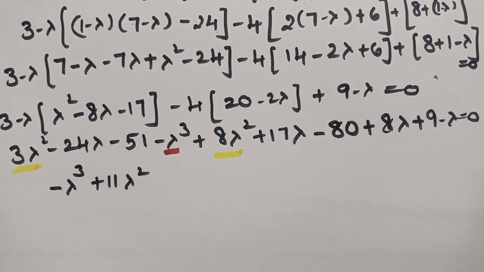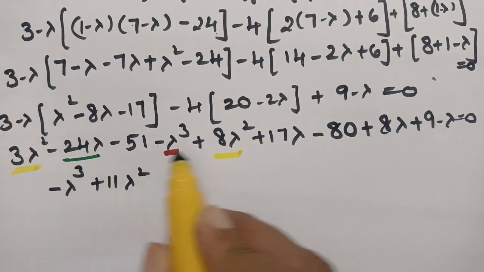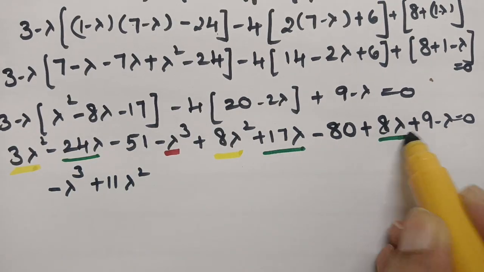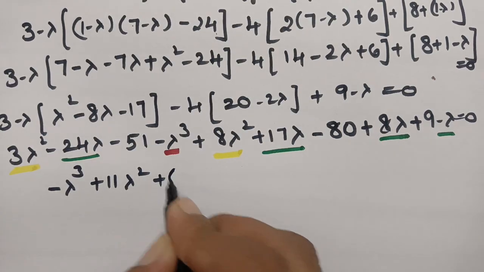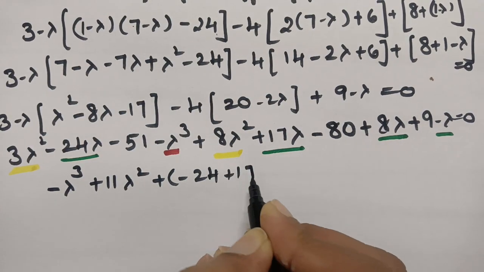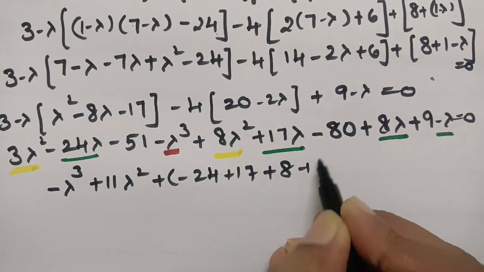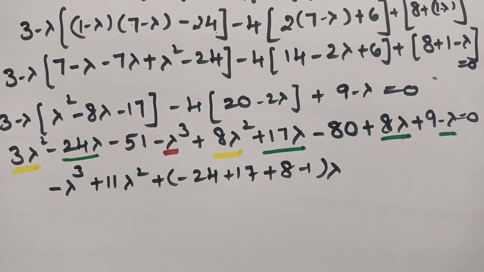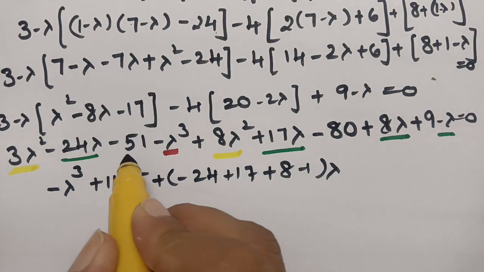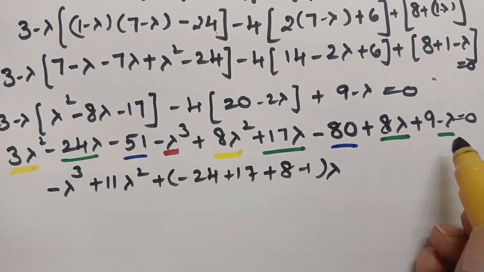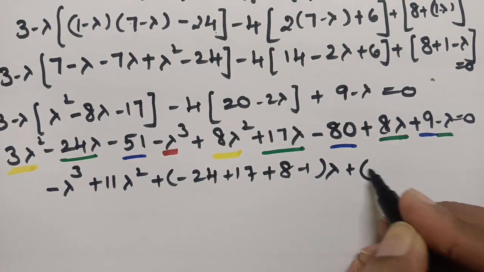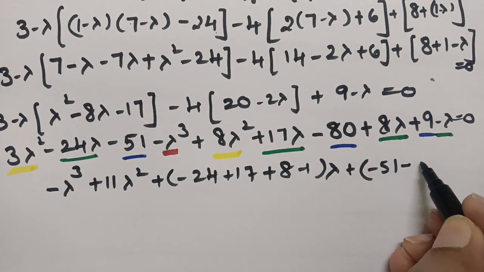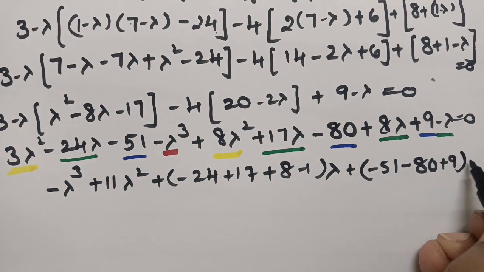And if you start searching for the coefficients of lambda, this is minus 24 plus 17 plus 8 plus 1. So this is minus 24 plus 17 plus 8, and this is minus 1 lambda. And if you go with constants, this is minus 51, and this is minus 80 plus 9. Clear? So I am writing in one bracket: minus 51 minus 80 plus 9, is equal to 0.